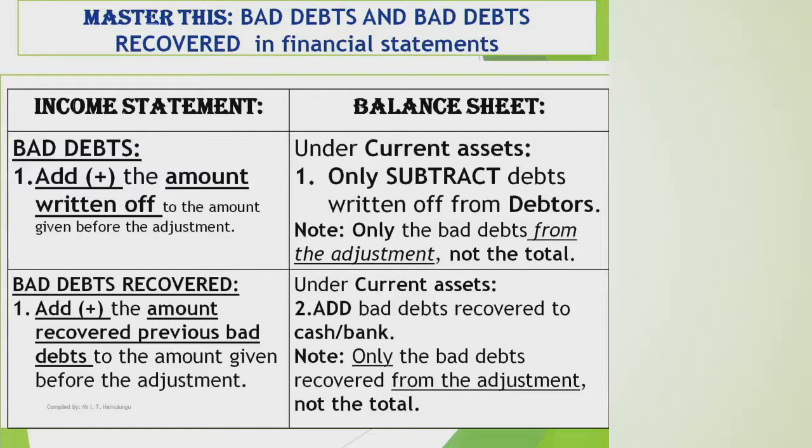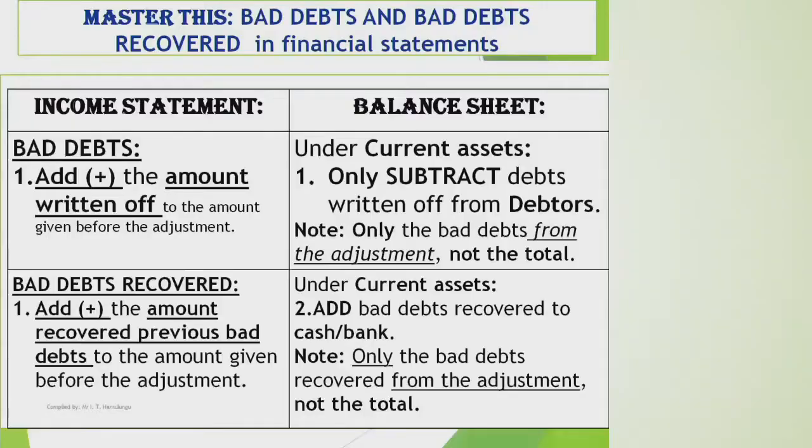How are we going to record our bad debts in our balance sheet? It's always subtracted from the debtors, because this money is not going to be recovered anymore. So take it off from the debtors. And bad debts recovered under assets go to cash and bank. So this is money coming in. So your cash and your bank will be increasing. That's how you treat them in the balance sheet, and that is how you treat them in the income statement.